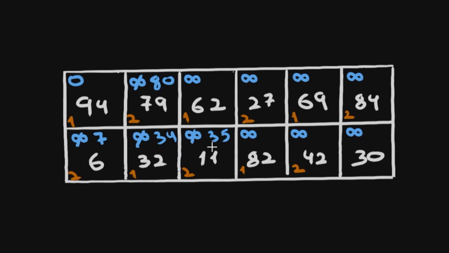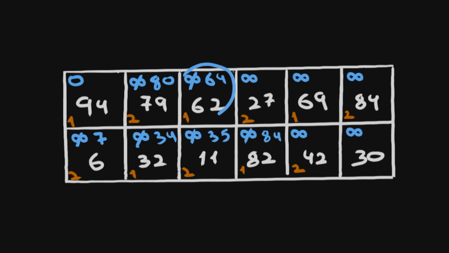And the maximum between 35 and 62 is 62. 62 plus 2 is 64, which is smaller than infinity, so this is now 64. And now this one has the smallest distance, so the maximum between 35 and 82 is 82. 82 plus 2 is 84, so this is now 84.